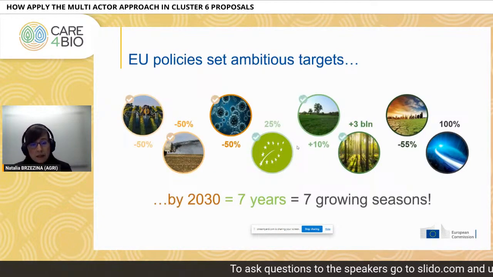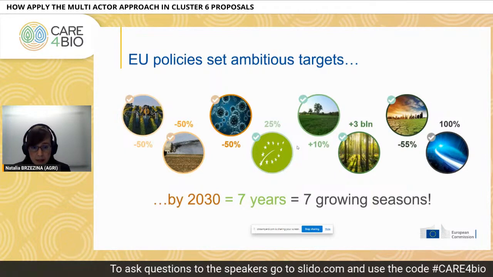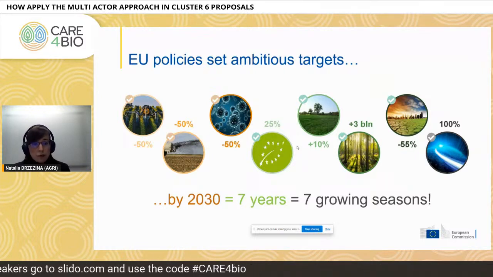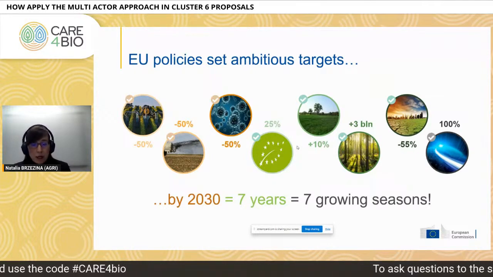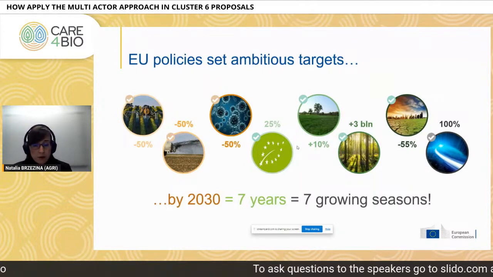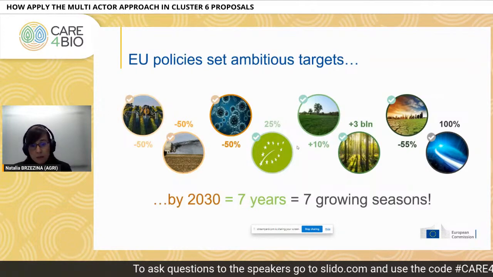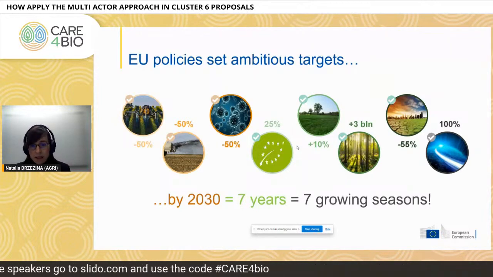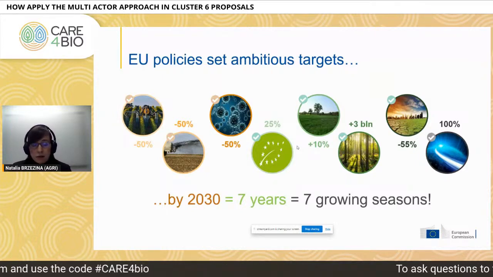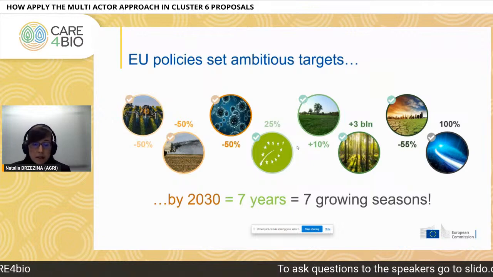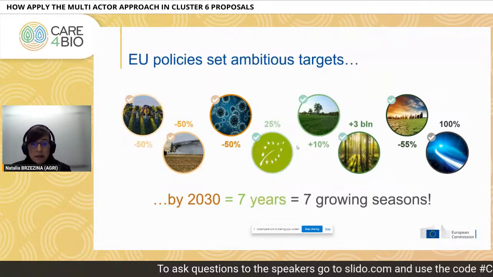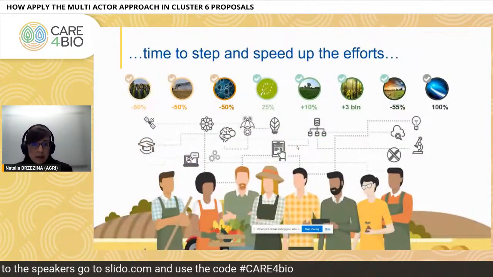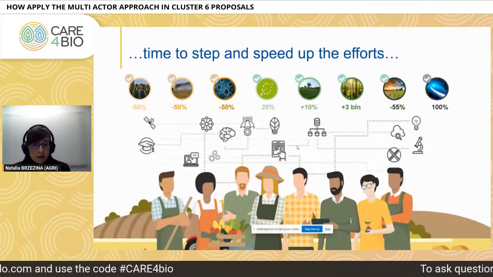And these policies and strategies are actually setting ambitious targets for farmers, for foresters, and for rural communities. For example, to reduce the use of pesticides by 50%, or to increase the share of agricultural land managed in an organic way to 25%. So these are quite ambitious targets that have to be achieved, and these targets have to be achieved by 2030. It means that we do not have much time. We have just 7 years, 7 growing seasons to address them. And research and innovation is key to speed up the transition.